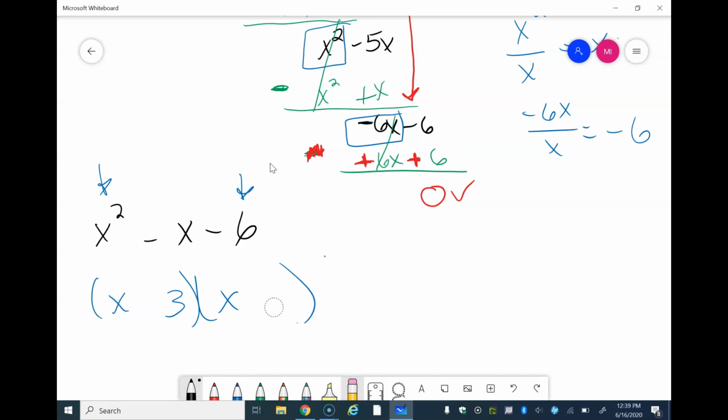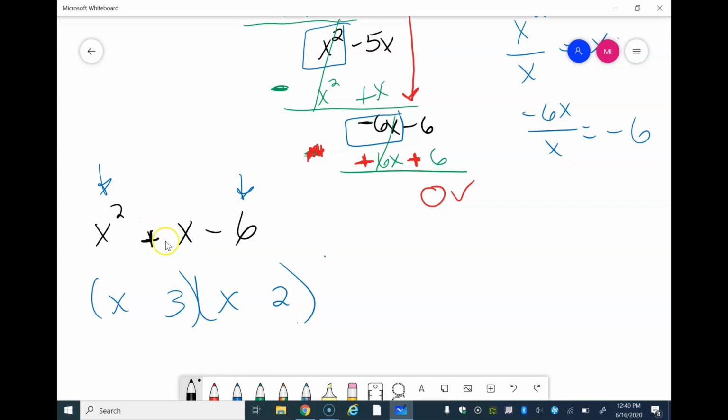Let me write this a little better for you. There. So we can do 6 and 1 to get this -6 here, but that's not going to help us to get this 1 here. A 3 and a 2, once I subtract them, does give me a 1 for the middle one. So I think I'm going to stick with the 3 and 2. And I'm sorry, this is supposed to be a plus sign.